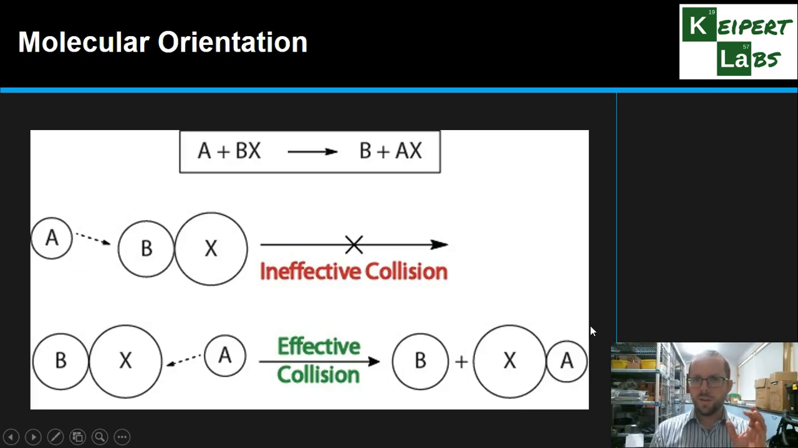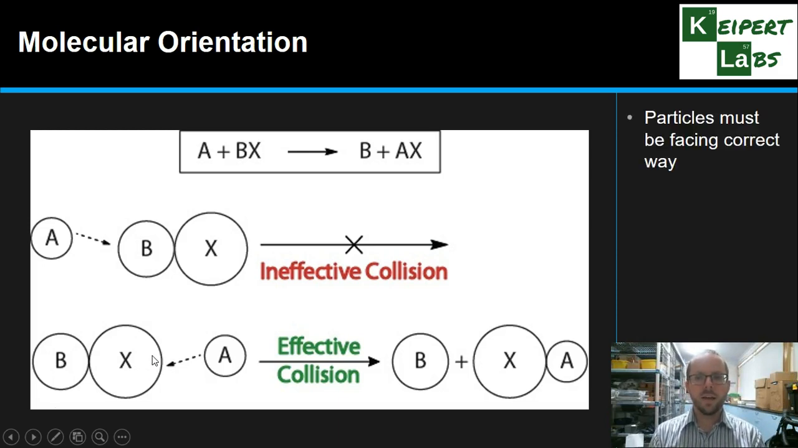Okay, so we talked about the fact that a collision needs to have sufficient energy, and we're going to come back to that Maxwell-Boltzmann distribution, but we also need the molecules to collide in the right way. That is, the molecular orientation needs to be in a way that allows those bonds to rearrange. So if you look at the image here for this reaction of A with BX, forming B and AX, we can see that in this situation if the A approaches from this direction and hits the B, it's not going to result in a reaction. Whereas if an A approaches from the other side and hits the X, we will get an effective collision that will cause rearrangement.